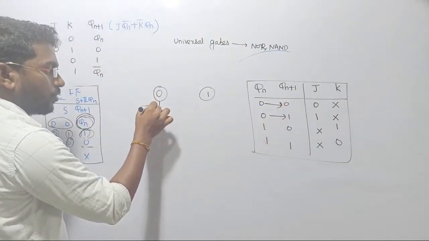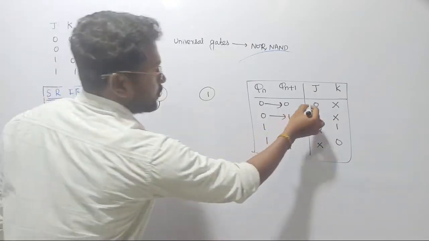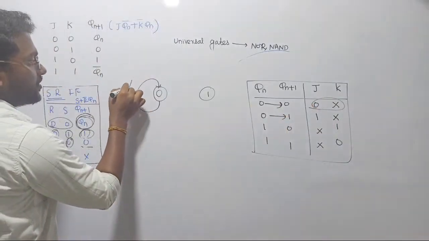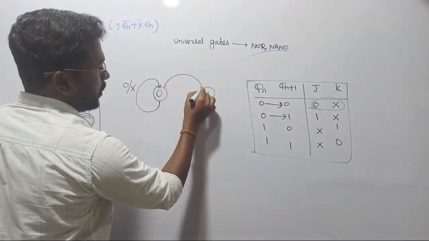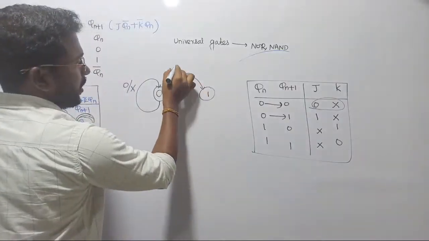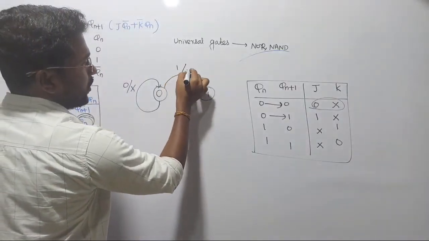I am starting from past output 0. So we started at 0, and the present output ends here. Its corresponding possible inputs: for J we are giving 0, for K we are giving X. Now while going from 0 to 1, past is 0, present will become 1. Immediately for J we are giving 1, for K we are giving X.